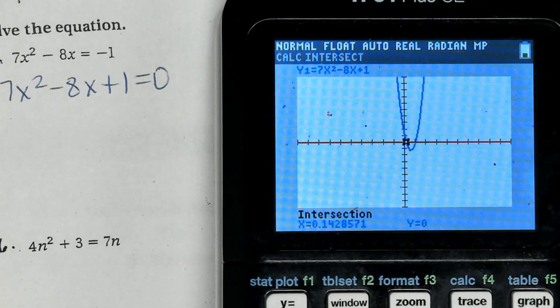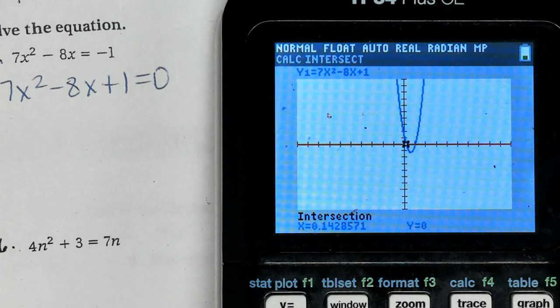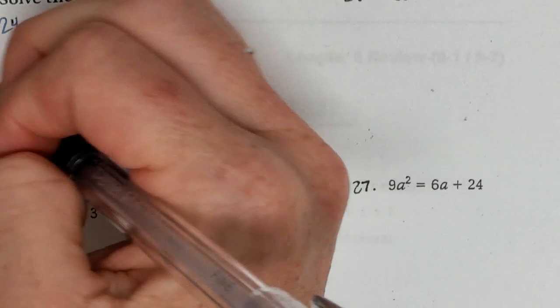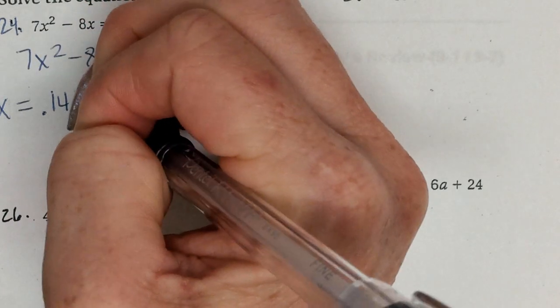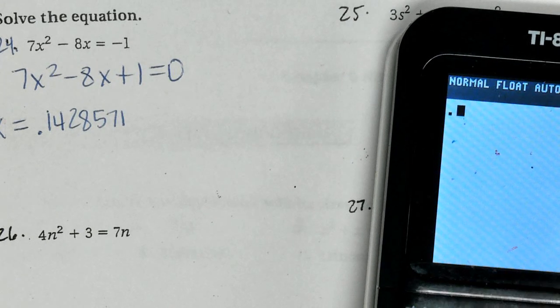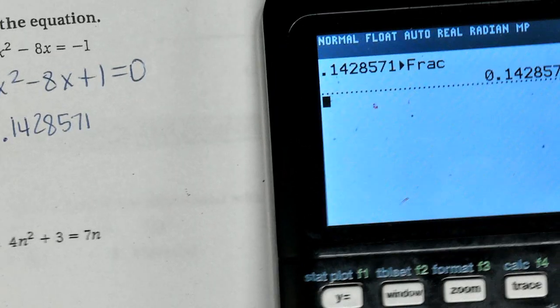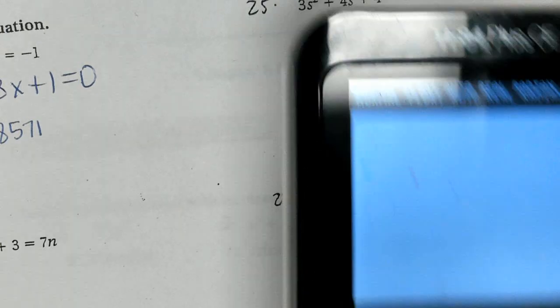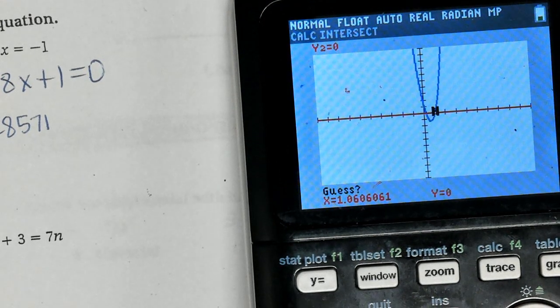If I want to know that fraction, I can go type it in my calculator and hit math fraction enter, or I could have factored this, set it equal to 0 and solved. But my first answer is going to be x equals 0.1428571. And again, if I want to know that as a fraction, math fraction enter. It didn't work because it's obviously a repeating decimal, like it keeps going. So I'll show y'all in a second how you could have done that by hand. I'm going to go find the other intersection, which is right here. It looks like it's at 1, and it is.